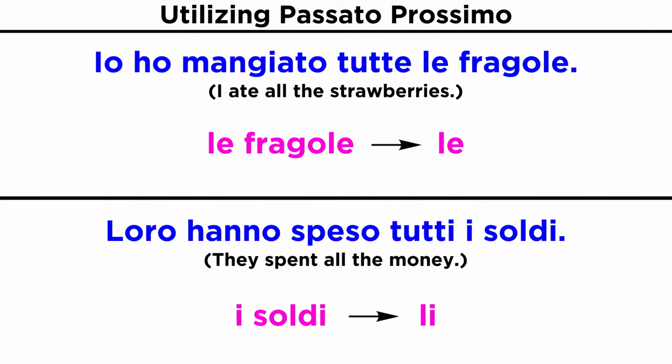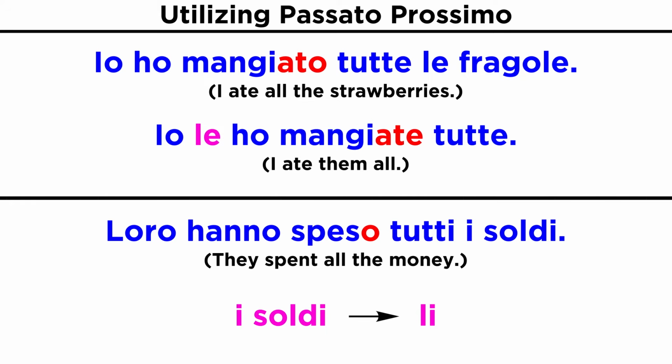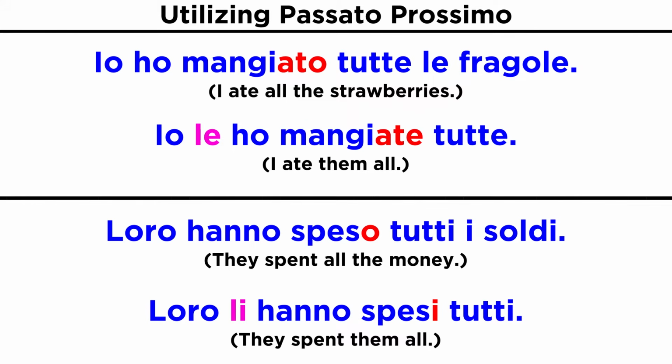We can continue this with direct object pronouns if we like, in which case the ending of the past participle will change. For the same sentences above, we could instead say, Io le ho mangiate tutte. Loro li hanno spesi tutti. Notice the new agreement between the past participle and the following word.